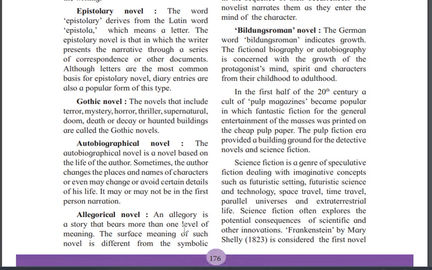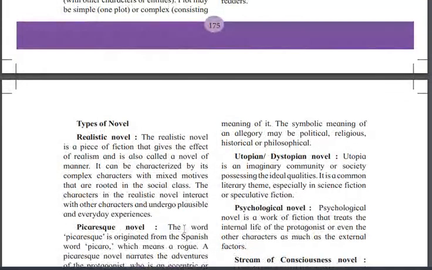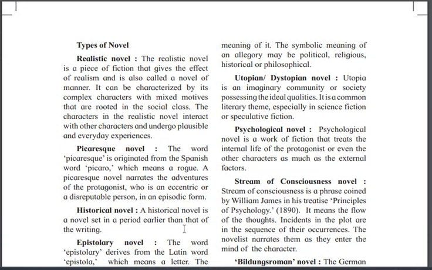The surface meaning of such a novel is different from its symbolic meaning. The symbolic meaning of an allegory may be political, religious, historical, and philosophical. So, the allegorical novel is one kind of depth of meaning in a novel. Historical, philosophical, and sometimes political.